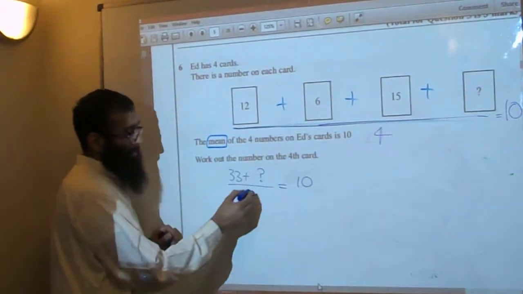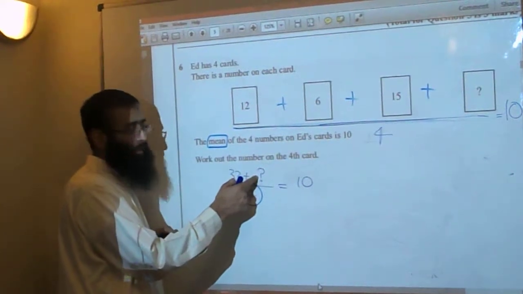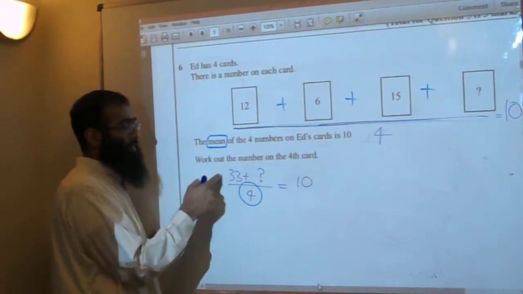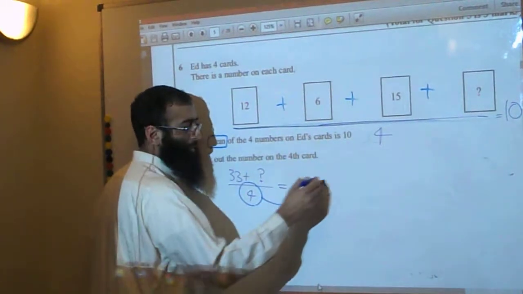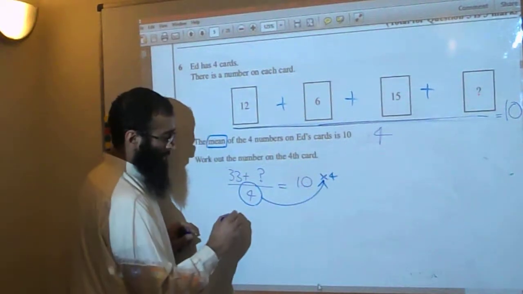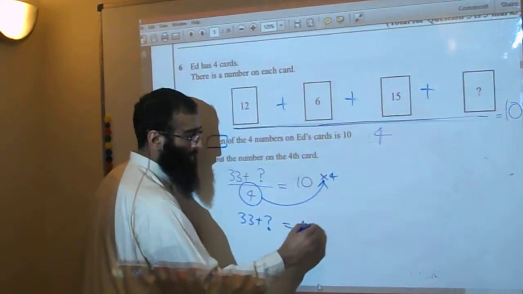Is it 7? Use the opposite, so you've got to work out the missing number here. So this missing number, add 33, divided by 4. Divided by 4 is the last action, so you move that first. Opposite of divided by 4 is times 4. So we know 33 add the mysterious number is equal to 40.